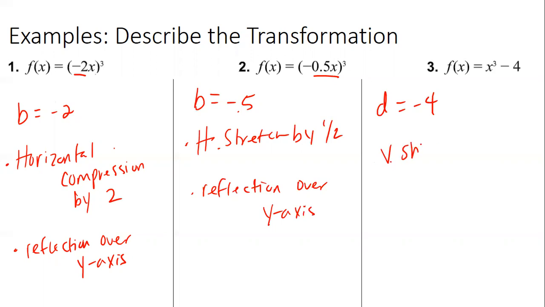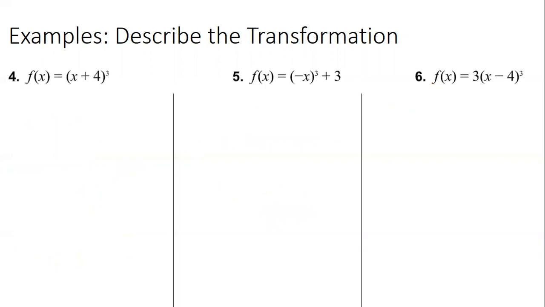Is it all right if I just write V shift? V shift down. All right, how do we feel so far? Easy. So these are examples of single transformations, right? Now we're going to look at examples of also single, but then a couple of multiple.